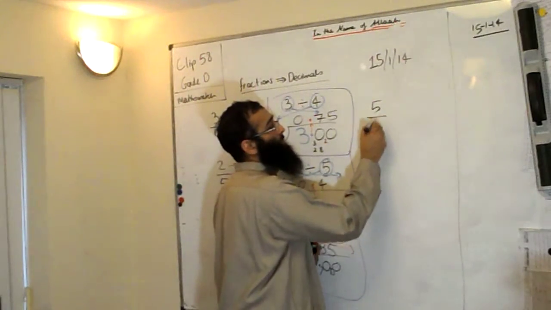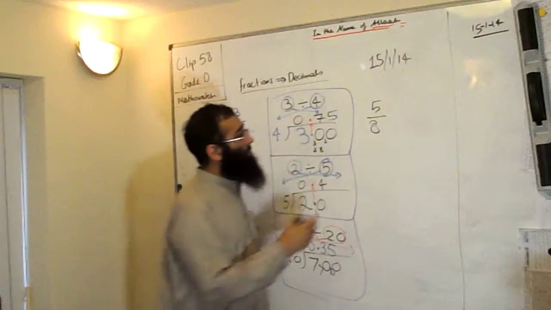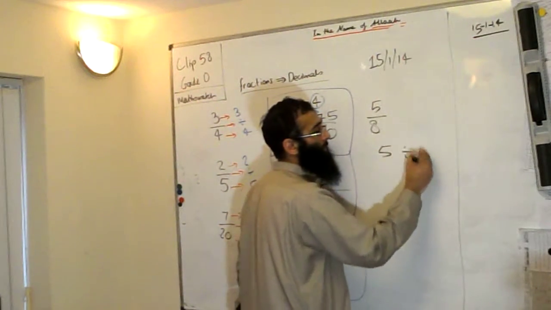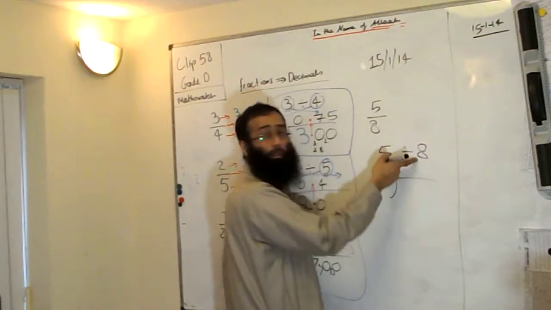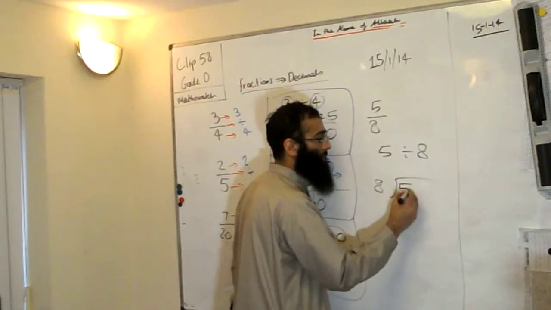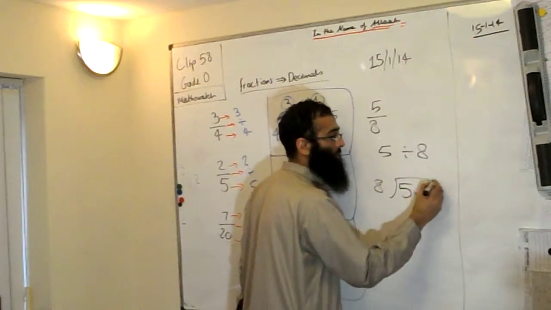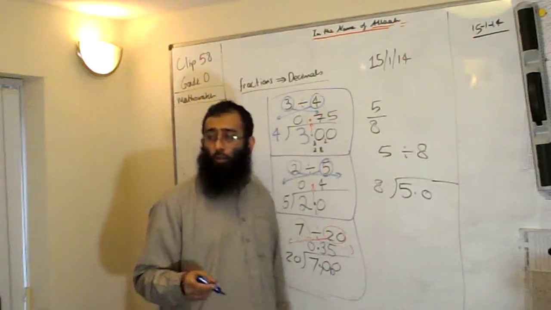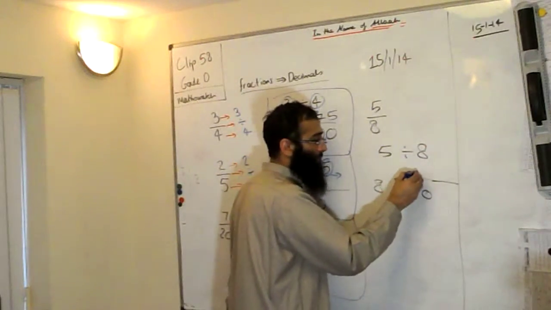Last question, 5/8. What does 5/8 mean? 5 divided by 8. Okay. The second number always goes first, the one you're dividing by, and the first number always goes second. Put an extra 0 on there. Let's see what happens to this question. Right, I'm just going to get cracking on this one.